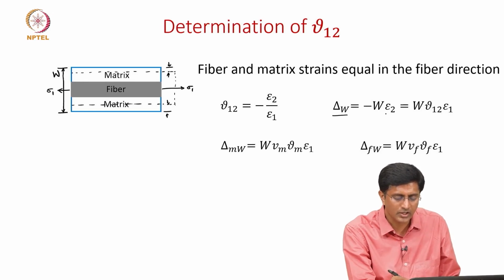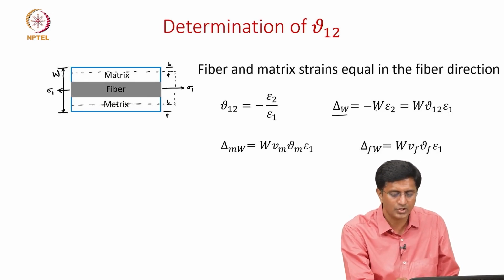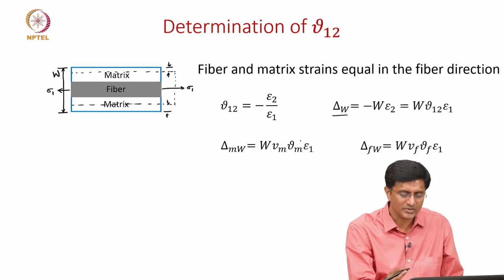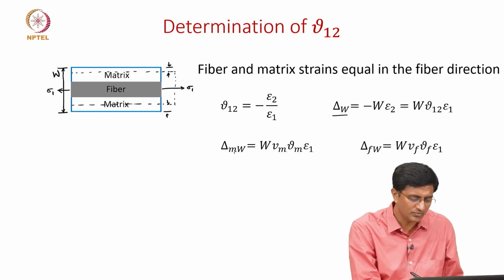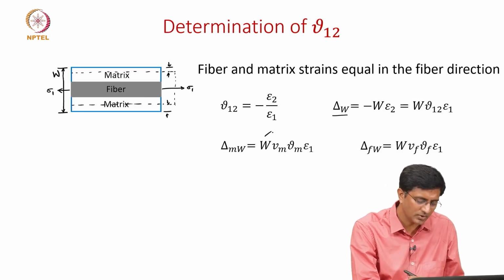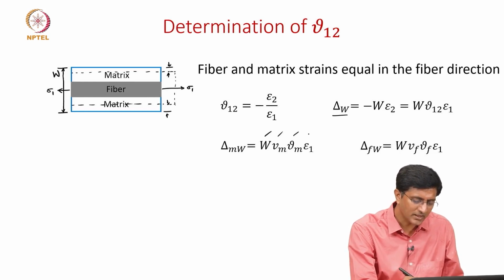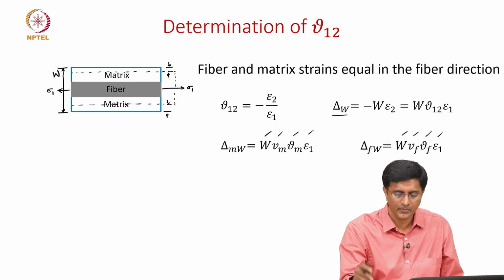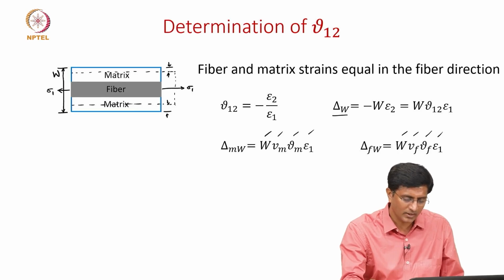So we already showed that epsilon 2 can be written as Poisson ratio nu12 times the strain in the direction 1. Similarly, I can apply the same expressions for the matrix as well as the fiber, where we showed the change in the dimensions in width is given in terms of the total width, volume fraction, Poisson ratio of the matrix, and the strain. Similarly, here the total width, volume fraction of fibers, the Poisson ratio of the fibers, and the strain in the fibers. Now let's see how we can club these expressions.